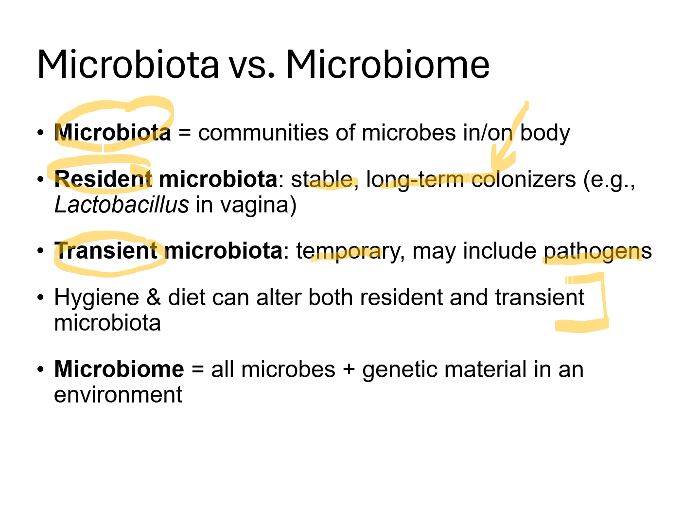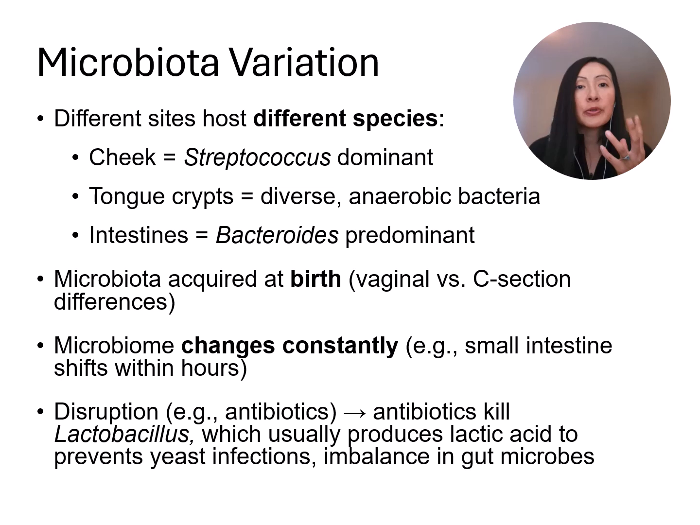They can change. In contrast to microbiota, the term microbiome refers to all the microbes, the entire collection of microbes and their genes in a given environment. Different body sites will host different types of microbes. For example, in the cheek, we have Streptococcus that is dominant. In the tongue crypts, so the indentations in the tongue, we have anaerobic bacteria as well as many other types of microbes that are anaerobic, including Bacteroides. Bacteroides is also dominant in the intestines.